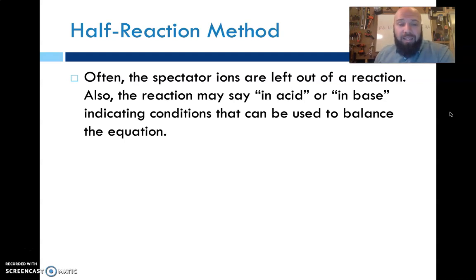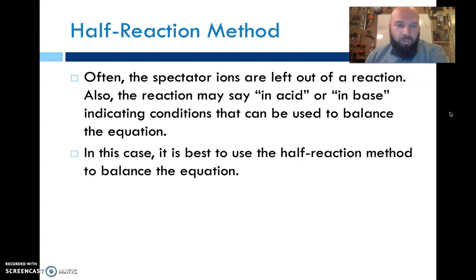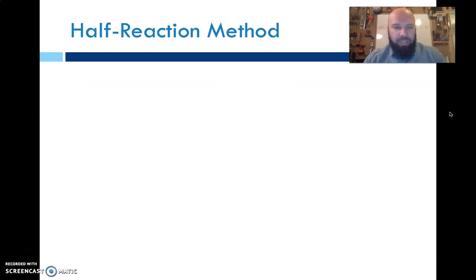If they say in acid or in base, there may also be hydroxide or hydronium ions part of the equation. So it's best to use the half reaction method in this case, where you're going to break the oxidation and reduction reactions apart, balance them individually, and then put the reactions together. So here are the steps.